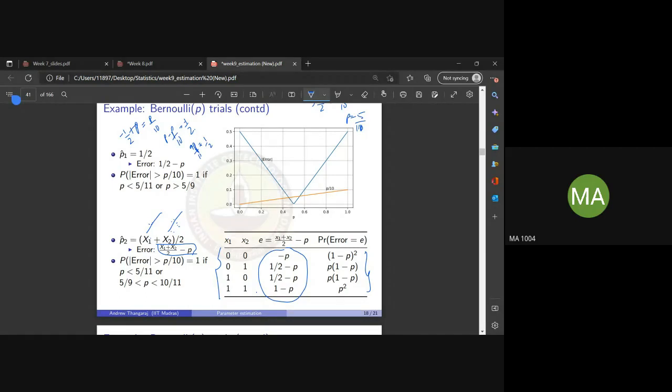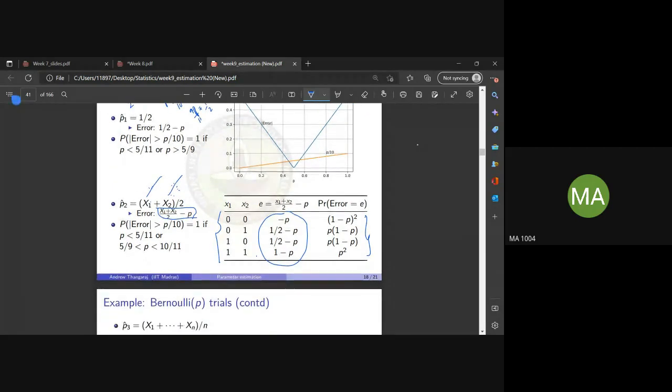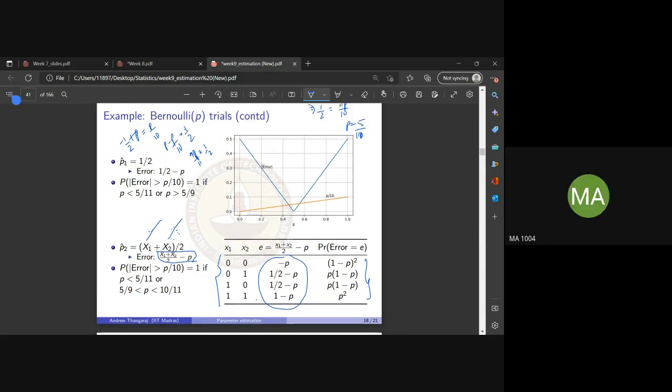So for x1 x2 equal to 0 0, the probability that mod of error is greater than p by 10 could be 1. Now, why are we putting mod of error greater than p by 10? Why is it 1, basically? You want to know why it is 1?